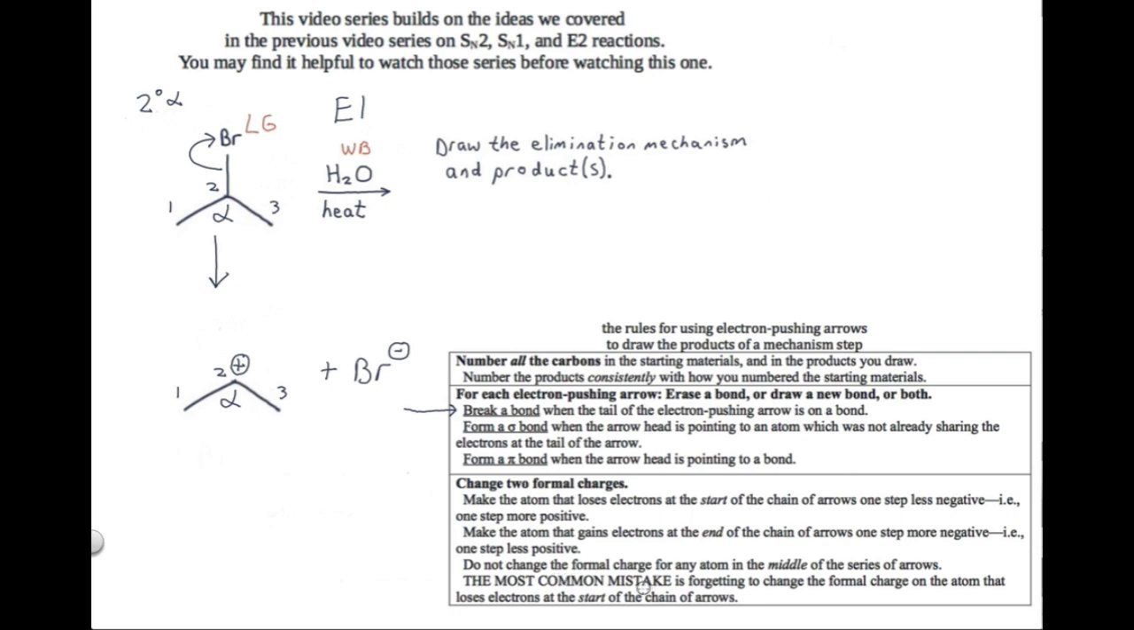The most common mistake students would make on this step is forgetting to change the formal charge on carbon 2 from neutral to positive, but it's crucial to get that formal charge correct. Be careful to continue to number all the carbons, and make sure that you number the carbons in the product consistently with the way that you numbered the starting material.